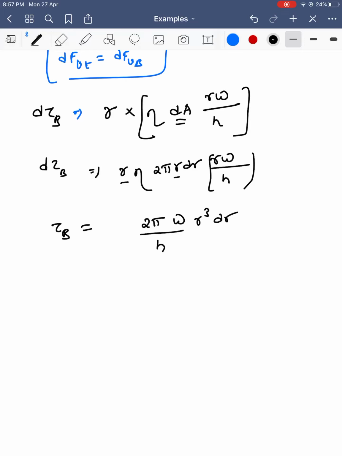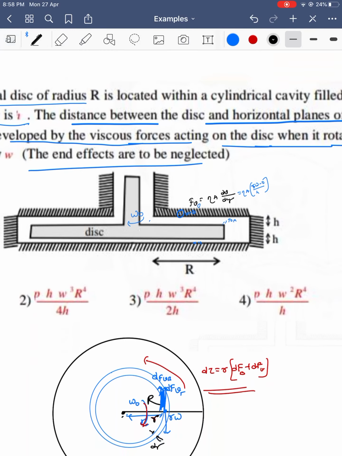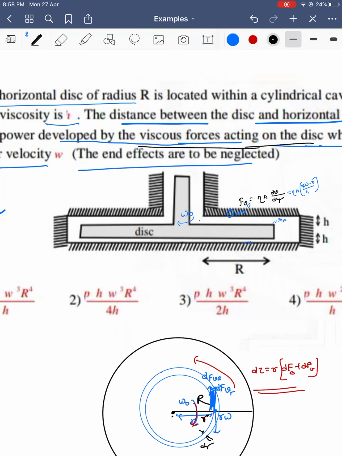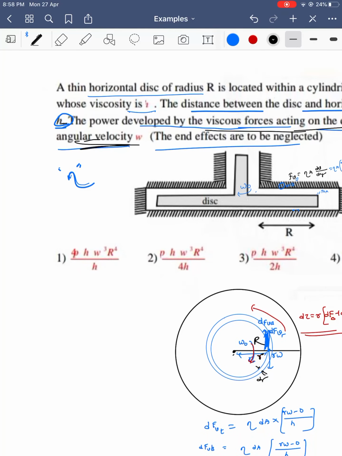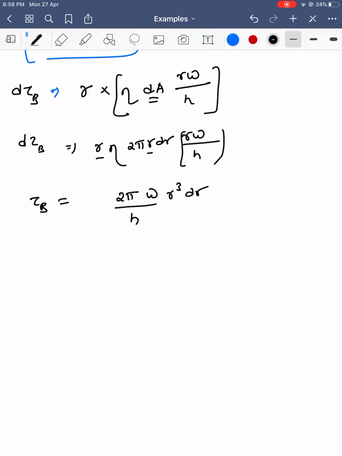So let's see what he's saying. Let's see the question: the power developed by viscous forces acting on the disk. He's saying the angular velocity is omega, so he's maintaining a constant angular velocity. So omega can be taken out as a constant, leaving r cube dr into 2 pi omega by h. This is d tau b; integrating on both sides, the limits are 0 to capital R. So tau is equal to 2 pi omega R power 4 by 4h.